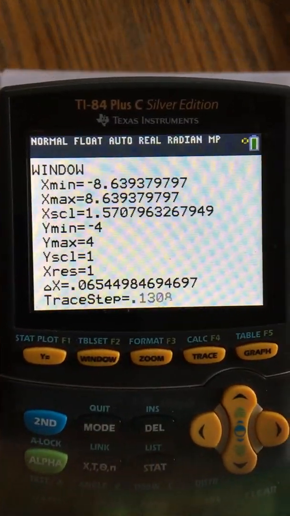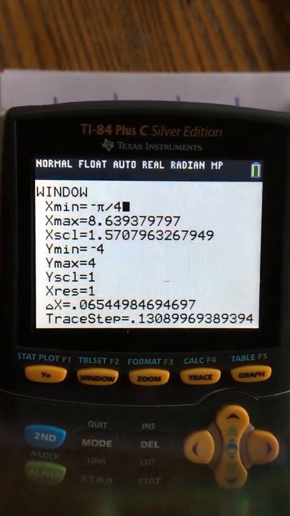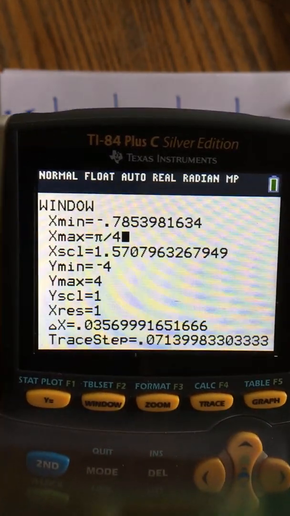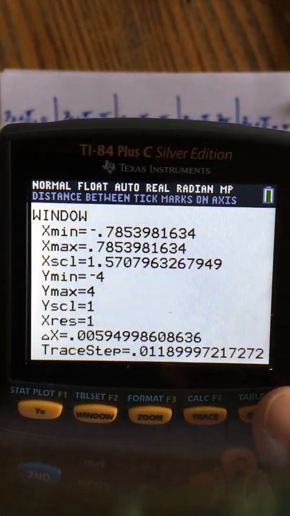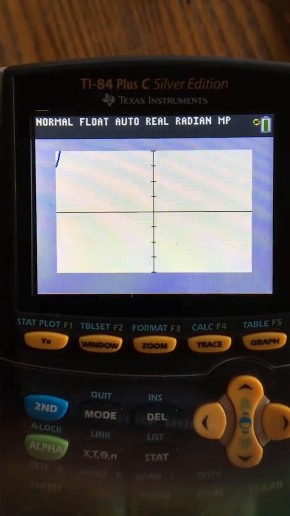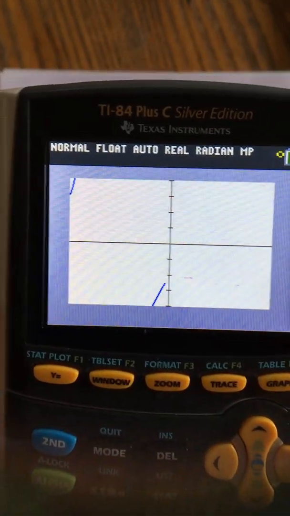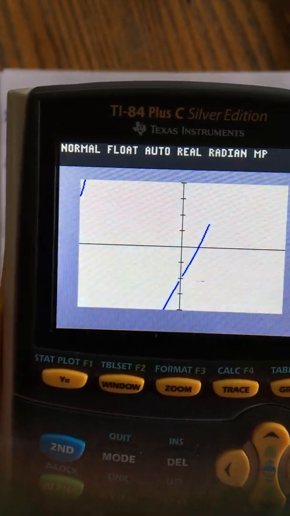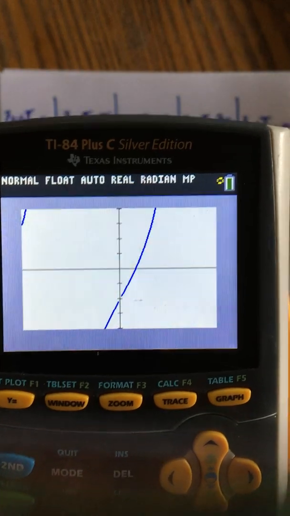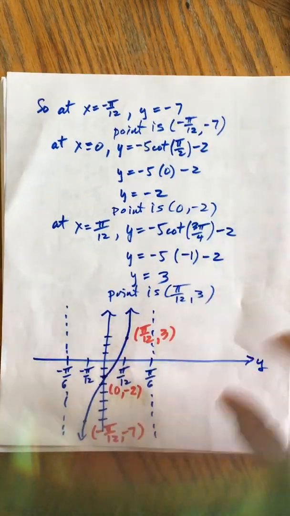So let me zoom in on this more, and I'm going to go negative pi divided by 4 to positive pi divided by 4. And now let's graph it. And it does take a little bit of time to do its thing. There it is. And notice it's going through 0, -2, which is what we got when we did it by hand. 0, -2.